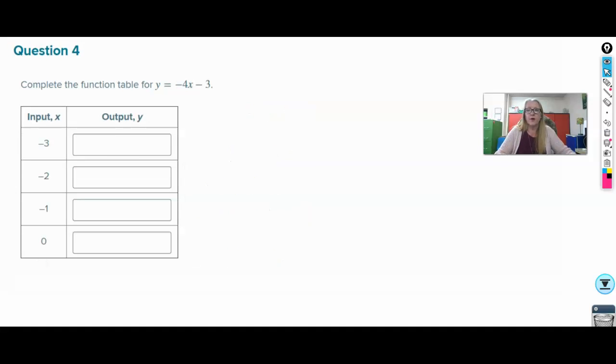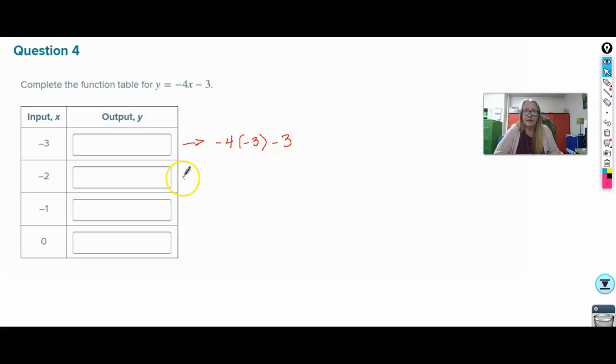This is question number 4. Same kind of thing. There's no decimal for this one. You're working with negative 4 times whatever x value they give you. In this case, it's negative 3 minus 3.